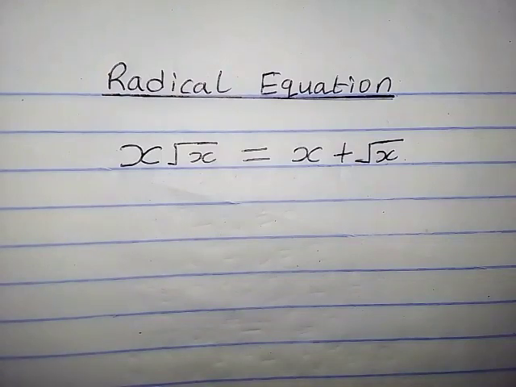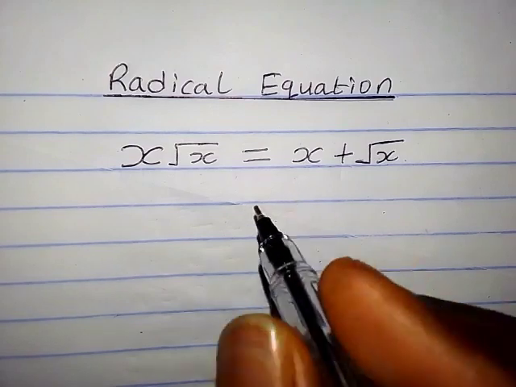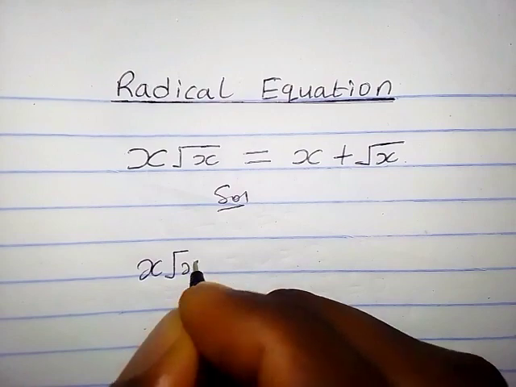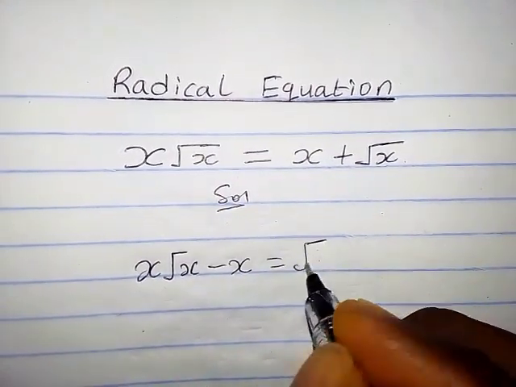x root x equals x plus root x. How do we solve this radical equation? Here is the solution. So we have x root x. When this guy comes to the left, we have minus x equals square root of x.